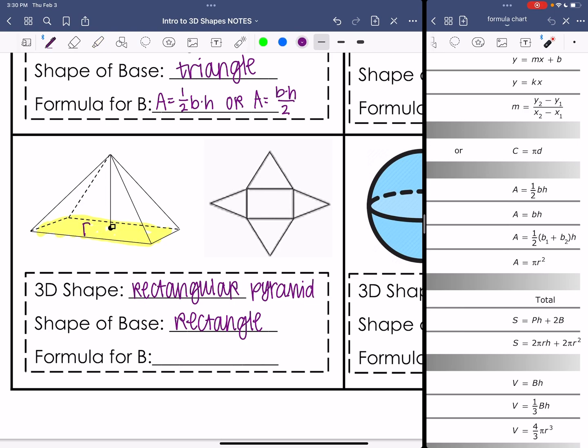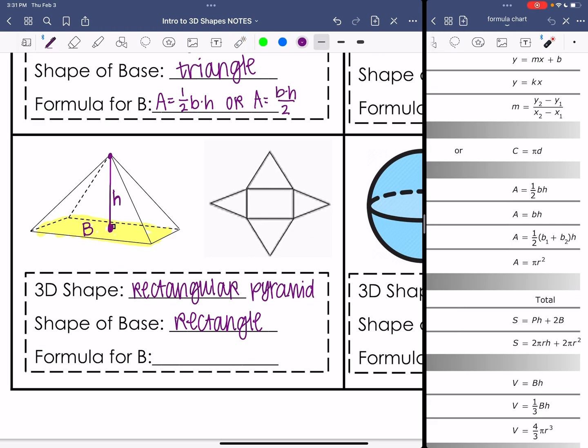So this is big B. Okay, now the height of your pyramid is going to be from the peak of your pyramid to the center of your base. So this is your height. The other sides of your triangle or your pyramid here, these are called your slant heights, and you do not need to know your slant height this year. So again, the height of your pyramid is from the peak of your pyramid to the center of your base.